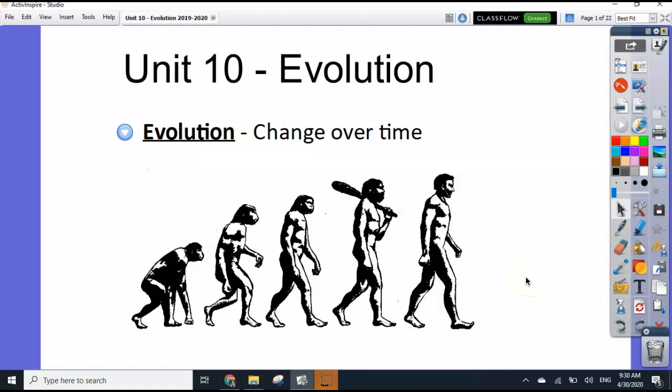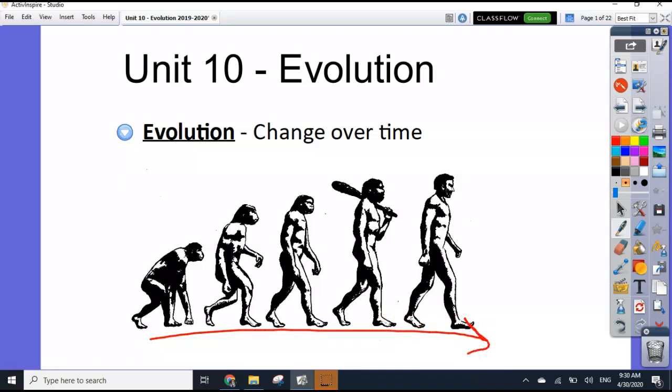Our next unit that we're going to talk about is evolution. So we're going to fast forward to the next unit here, and we're going to talk about evolution. Evolution, to evolve, means to change. So evolution just means change over time. Now we can see, like in this picture, big changes, right? They don't have to be big changes.